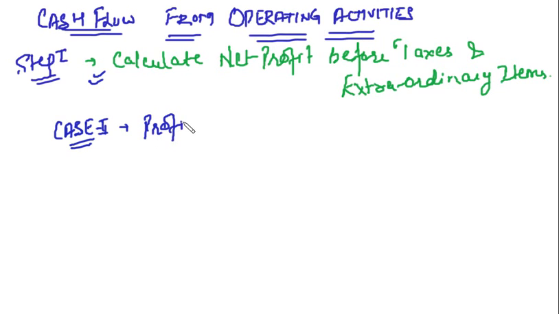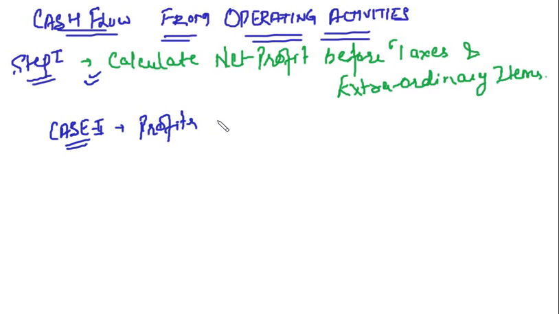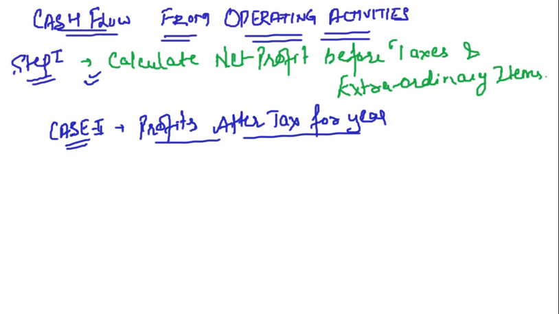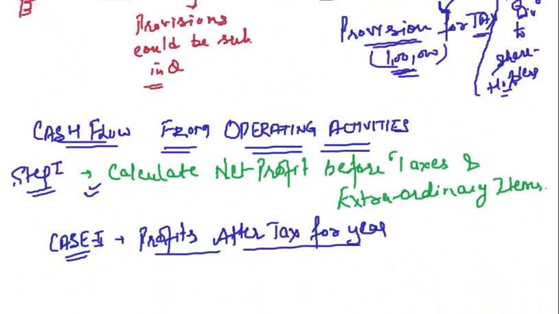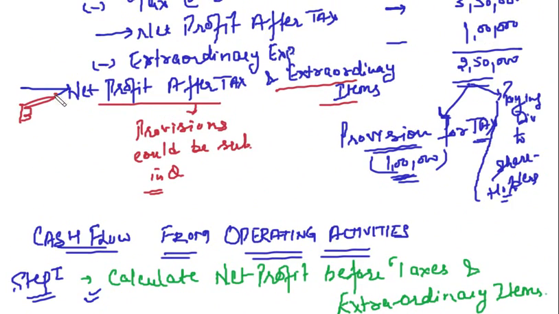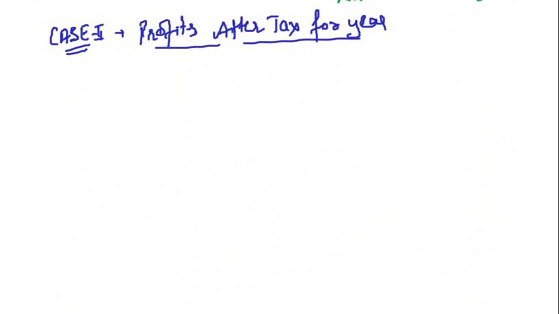profits after tax for the year. What we are given is profits after tax for the year. This is what we are given. Or we can say this also. Either this will be given or this will be given. So what we are given is profits after tax and extraordinary items, I can say. Profits after tax and extraordinary items for the year.